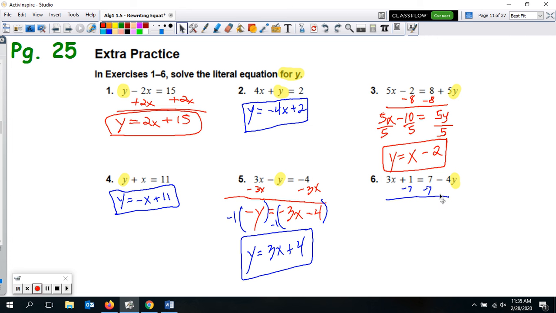Cancels the 7's here. So now the only thing I have is a negative 4y. But over here I have to take 1 away from negative 7. That's going to leave me with a 3x minus 6 on the left side equal to the negative 4y. And now I need to undo the negative 4 by dividing by negative 4. So don't change the sign. Remember, it's exactly what it is here because you need these to cancel.